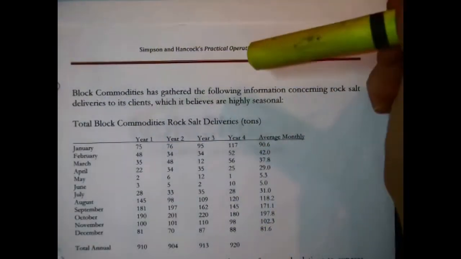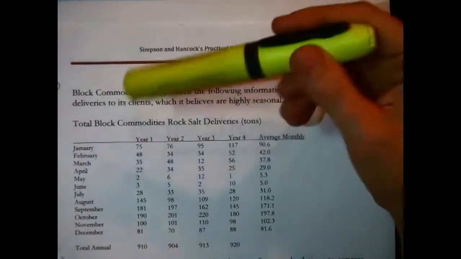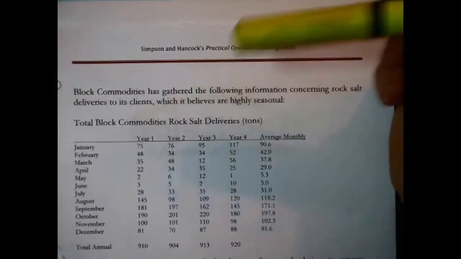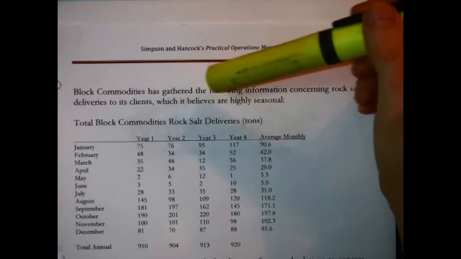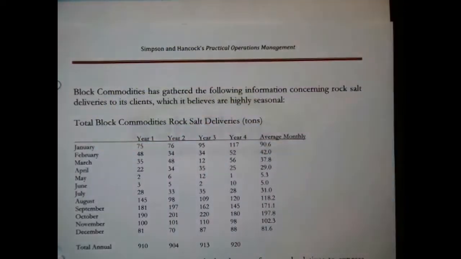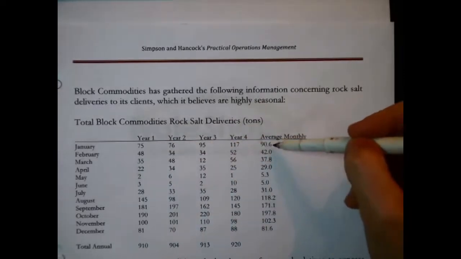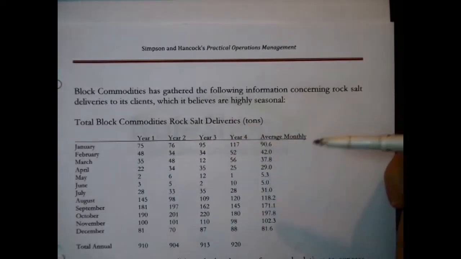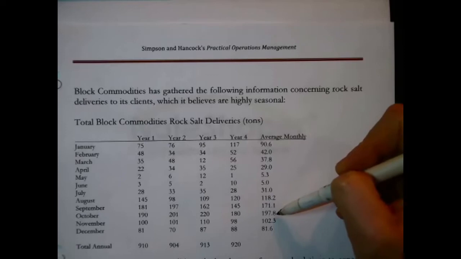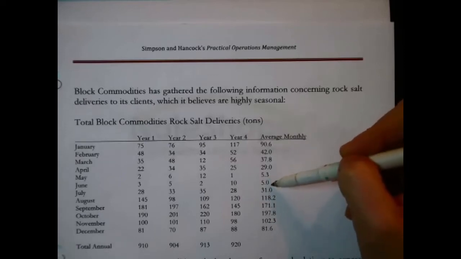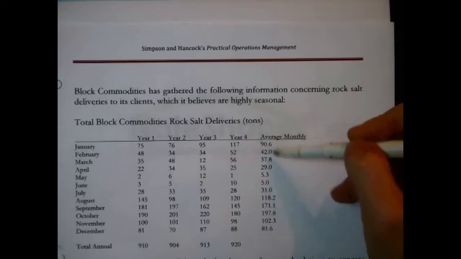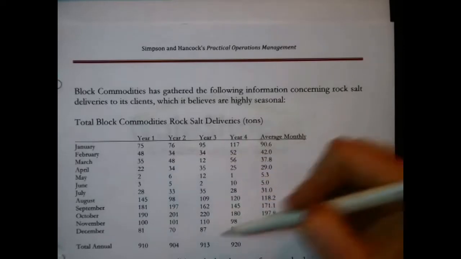Block Commodities has gathered the following information concerning rock salt deliveries to its clients. These are observations that it believes are highly seasonal. And that makes sense. We can see that across these 4 years on average, it looks like they're busy delivering in the late fall. I see large numbers. I see very few deliveries. These are tons of rock salt in the summertime. Yeah, there does seem to be a fluctuating pattern.